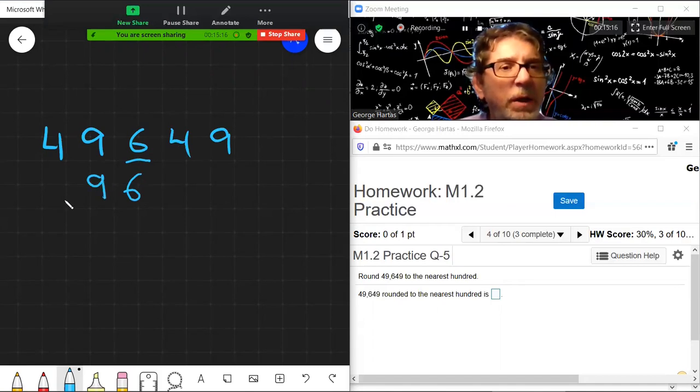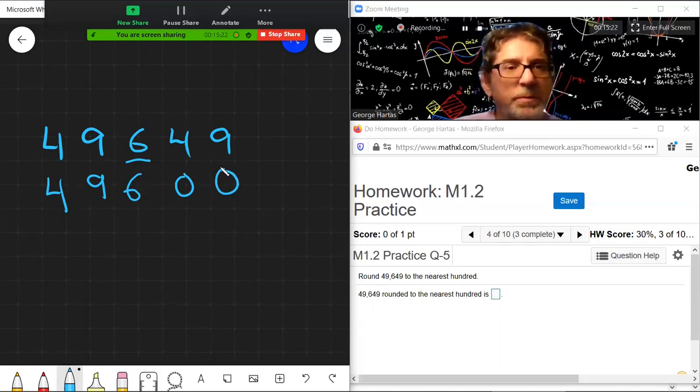Anything to the left of the underline comes down. Anything to the right of the underline converts to zeros.